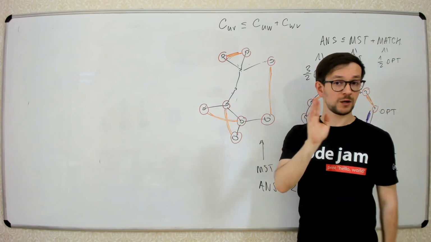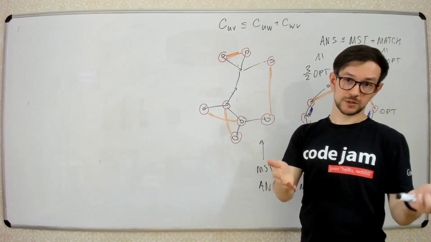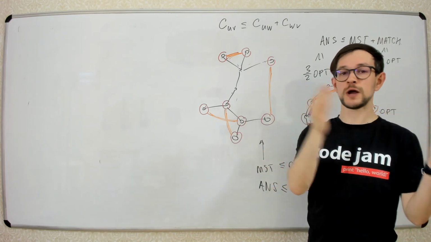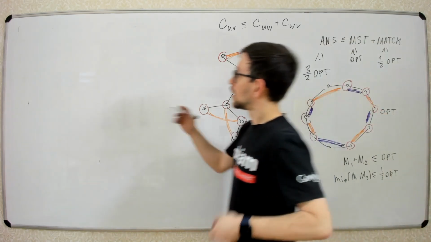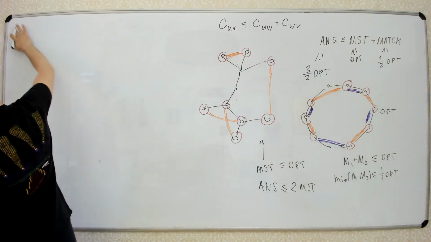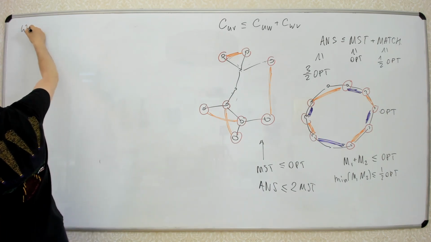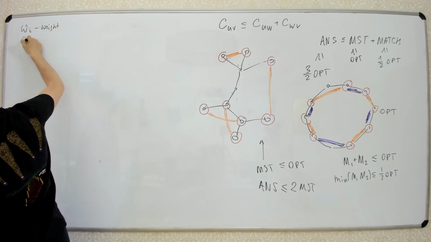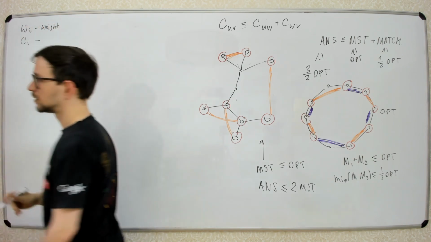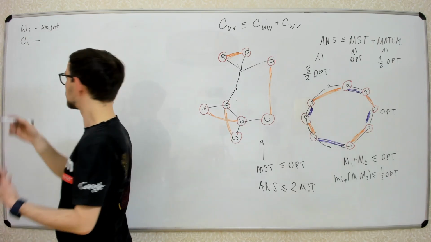So, let's talk about the knapsack problem. What is the classical knapsack problem? You have some items. Each item has a weight and some value. So we have the weight of the item, and we have some c_i, which is the value of the item.